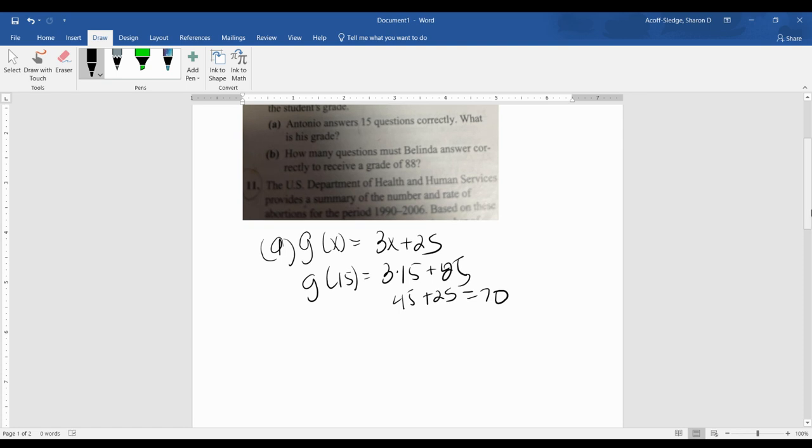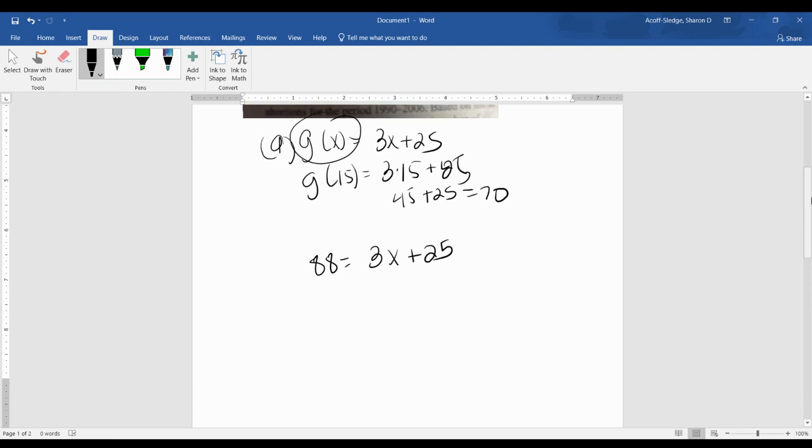Then it says, how many questions must Belinda answer correctly to receive a grade of 88? So that means this part right here is going to be equal to 88. That's going to be the final total. So we don't know how many questions, so we're just going to solve for X. This is a normal solving equations problem, where you would have to do the same thing on both sides of the equal sign.